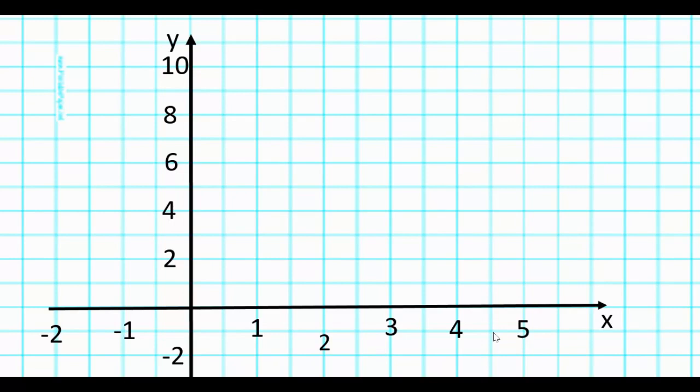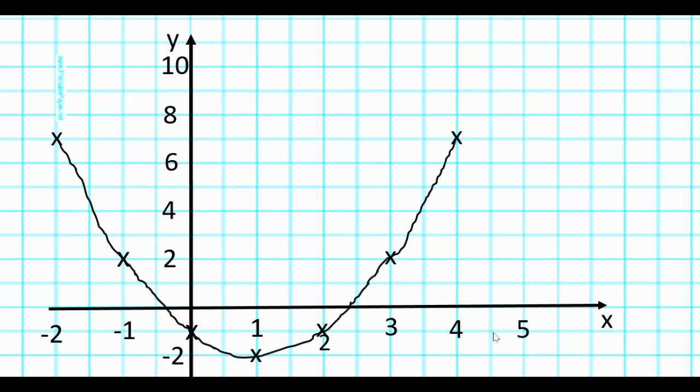We move on to the graph. We have to draw the x and y axis as shown. Then we apply a suitable scale on the two axes. Then we begin plotting. Our first point is -2, 7. The next is -1, 2, 0, -1, 1, -2, 2, -1, 3, 2, and finally 4, 7. The next thing is to join the points to give us a smooth curve. Then we write the equation of that curve.